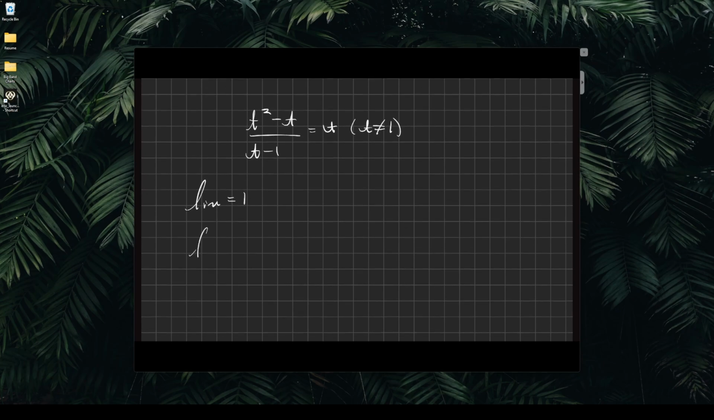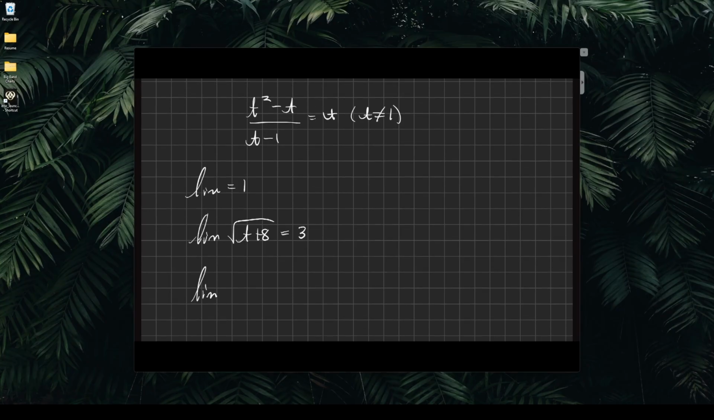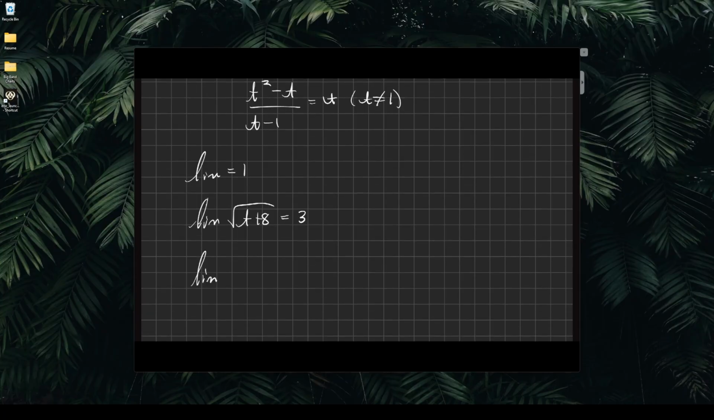Then we have the limit of the next component, which is root t plus 8. This is perfectly fine. We could do direct substitution. This would be the square root of 9, which is just 3. And then we have the limit of sine of pi t over ln of t. And so for this, I would use L'Hopital's rule.